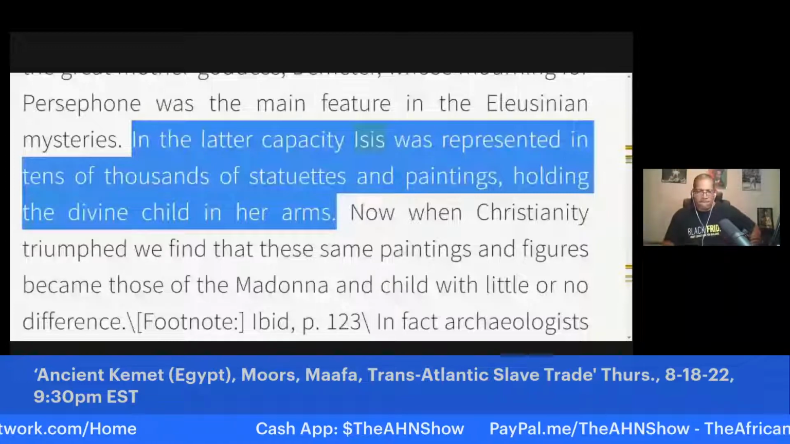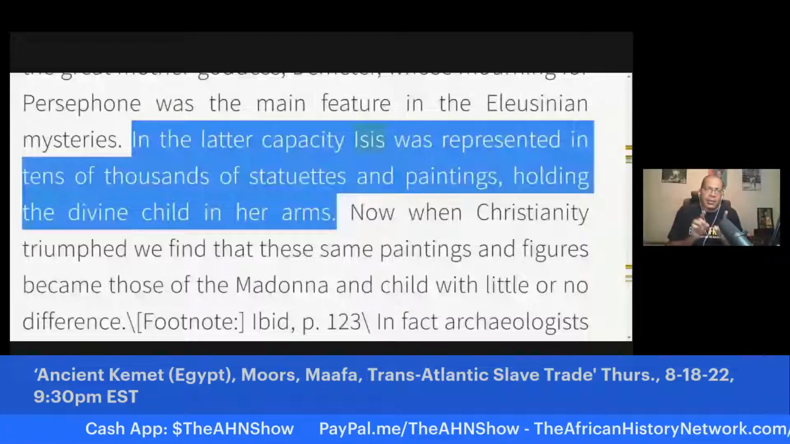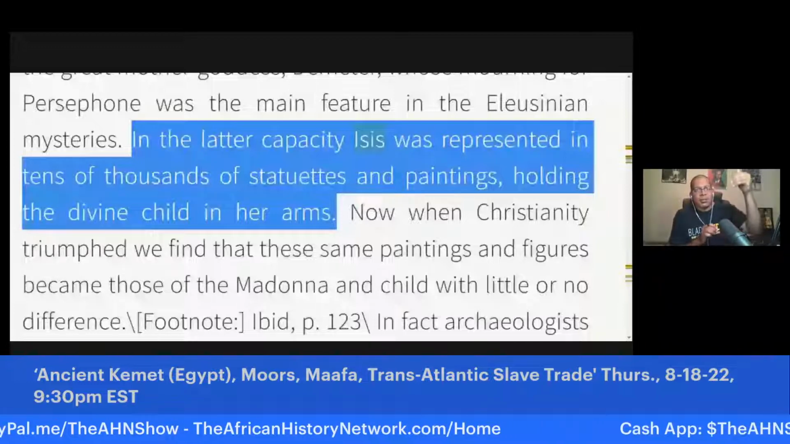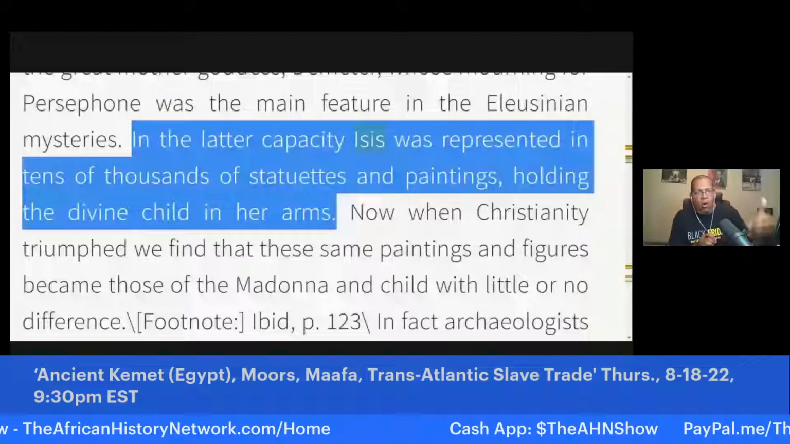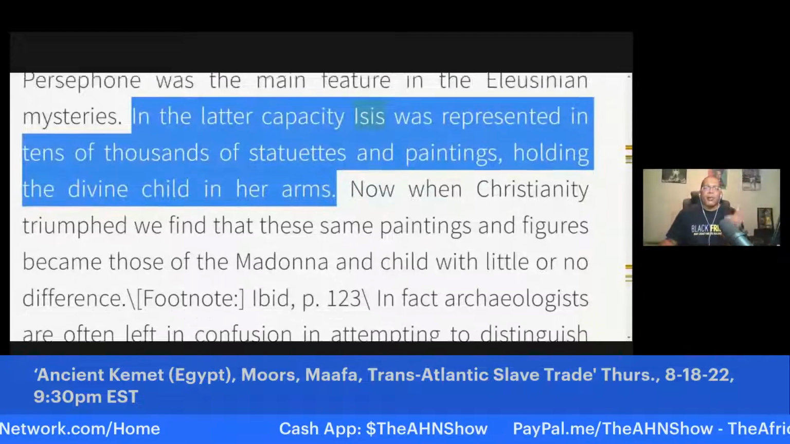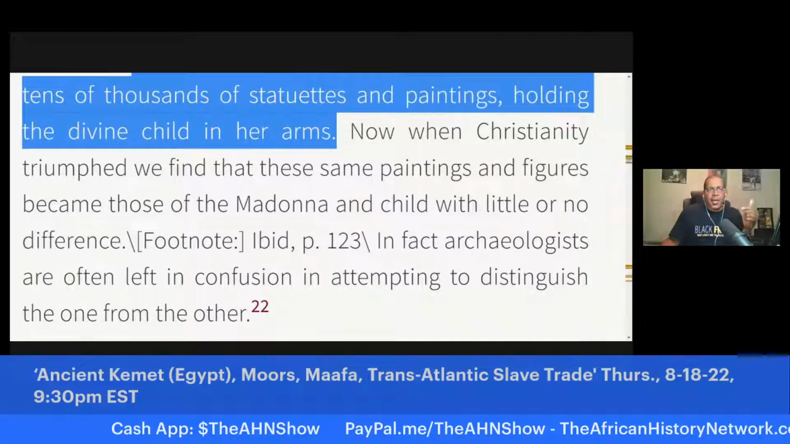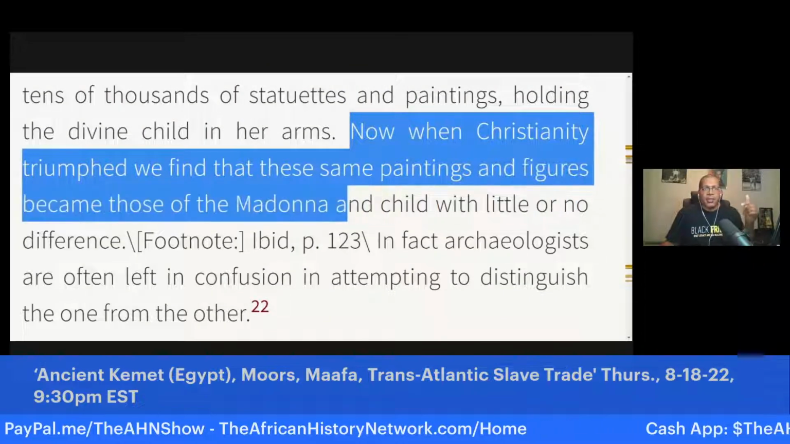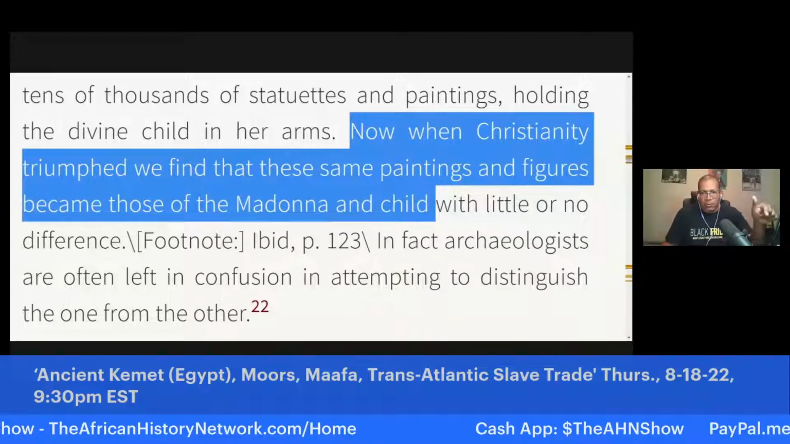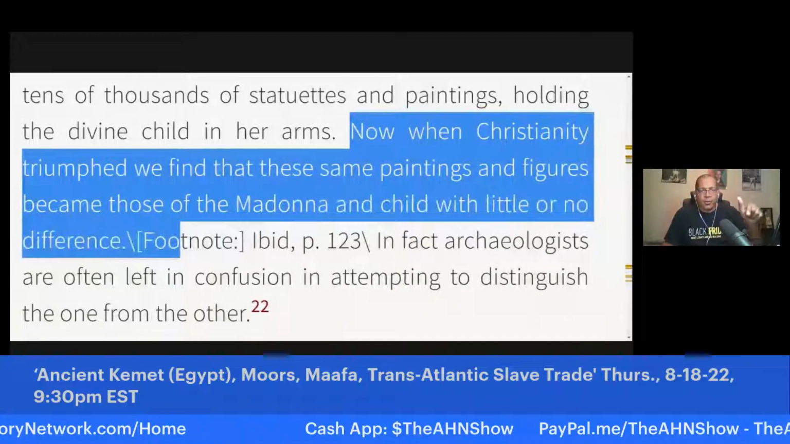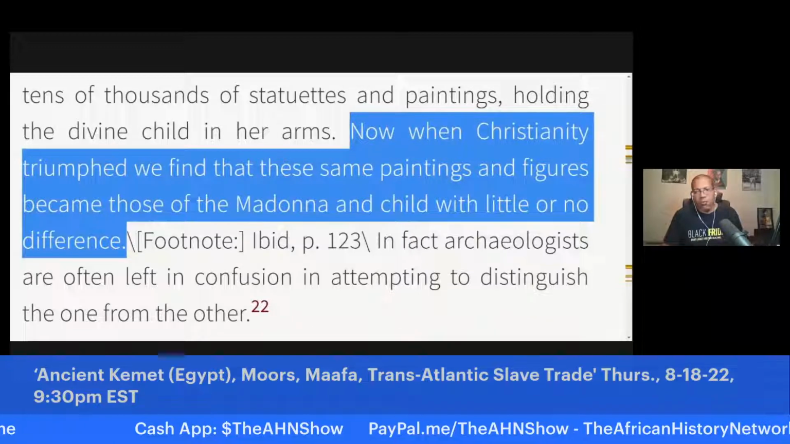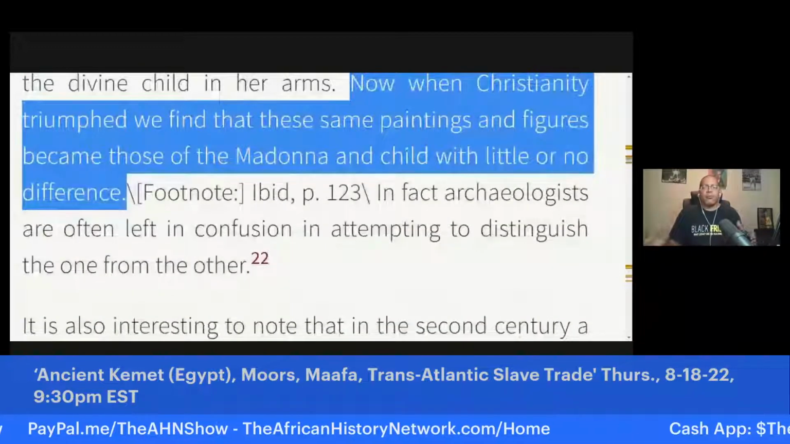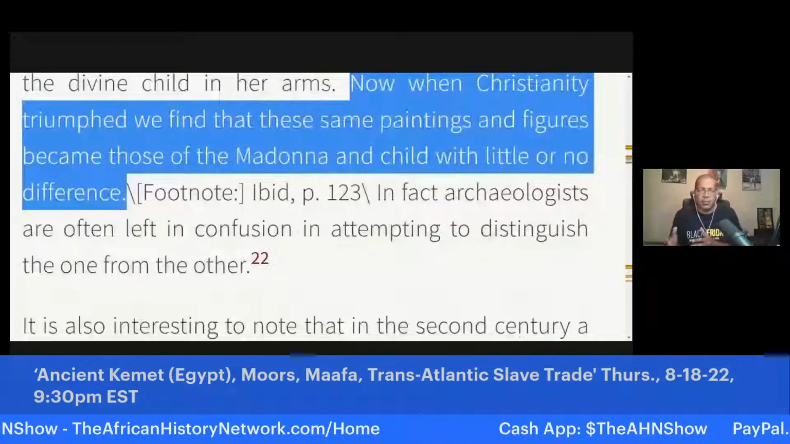This is what Dr. King is breaking down. In the latter capacity, Isis or Aset was represented in tens of thousands of statuettes and paintings holding the divine child in her arms. Now, when Christianity triumphed, we find that these same paintings and figures became those of the Madonna and Child with little or no difference. Well, the difference was they became white. He's being modest. The difference was they went from black to white. They went from African to European.